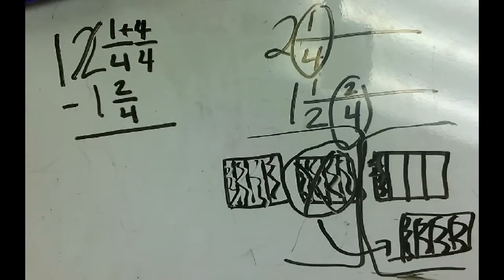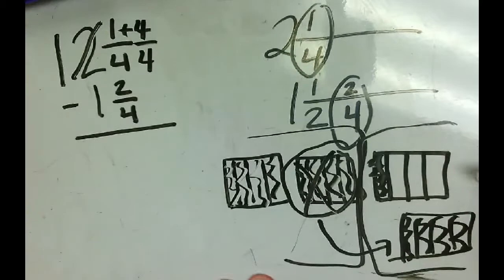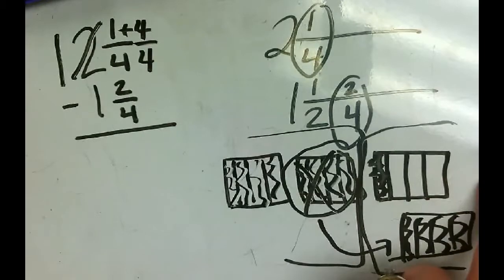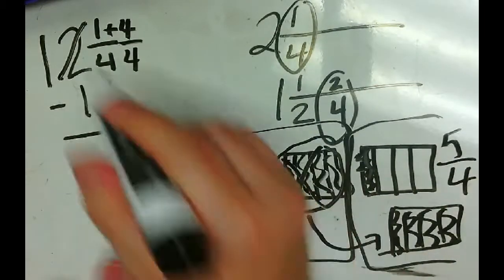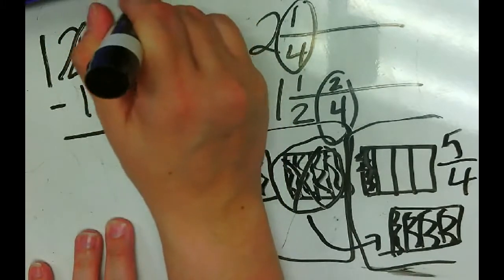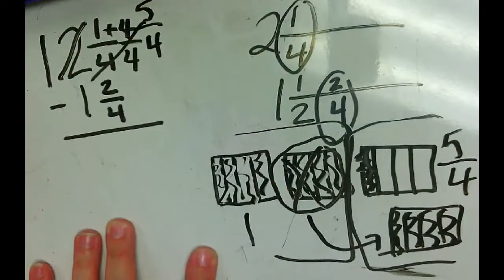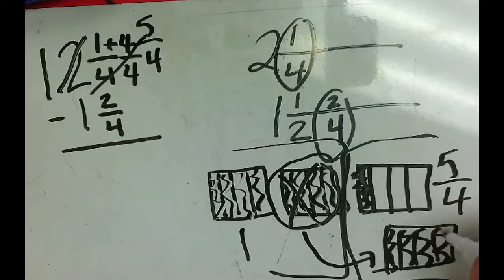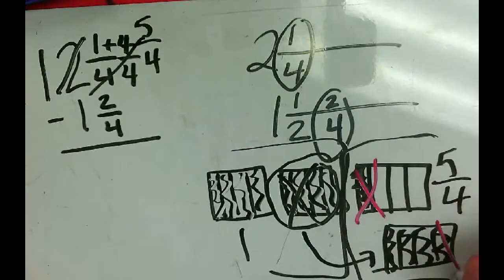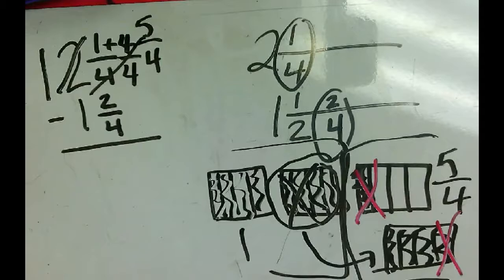So now, how much do I have over here in my parts? 5/4, and then I have 1 there. So I have 5/4. Now can I subtract 1 2/4? Yes, it is a half. So I can subtract 1 2/4, and I can subtract 1 whole.